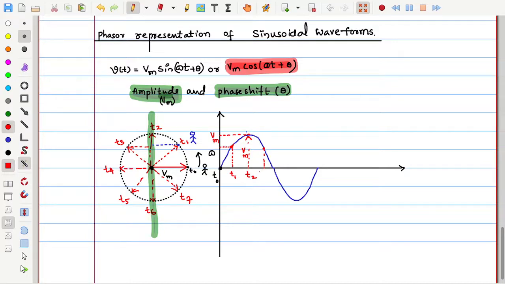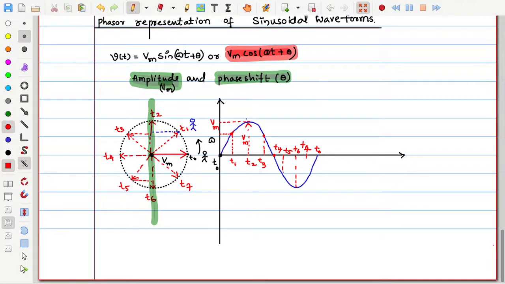If it is at T4, then I will get 0 again. This is the T4 position. Like that at T5, it is a negative projection. Then at T6 it is the maximum value but negative. Then at T7 the value decreases, and at T0 again, or T8. So this is the projection of the vector. Let me write these words, these are very important.